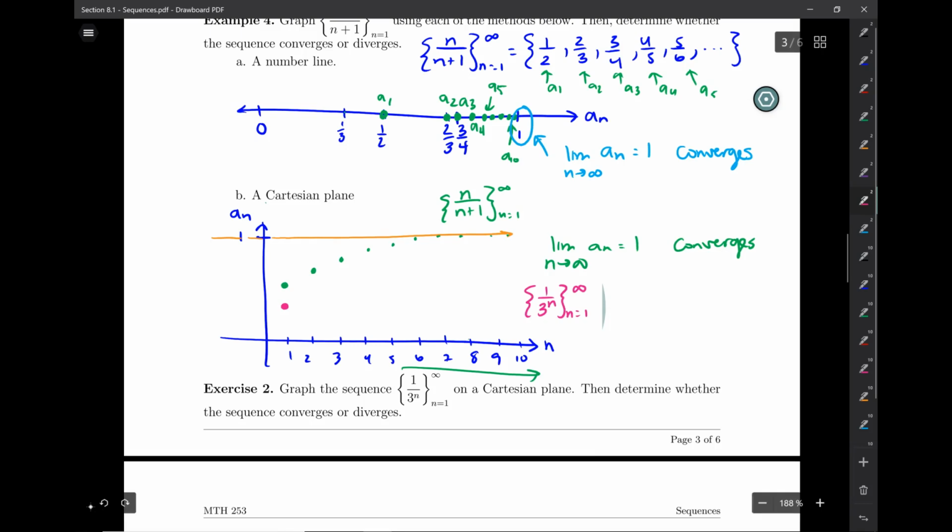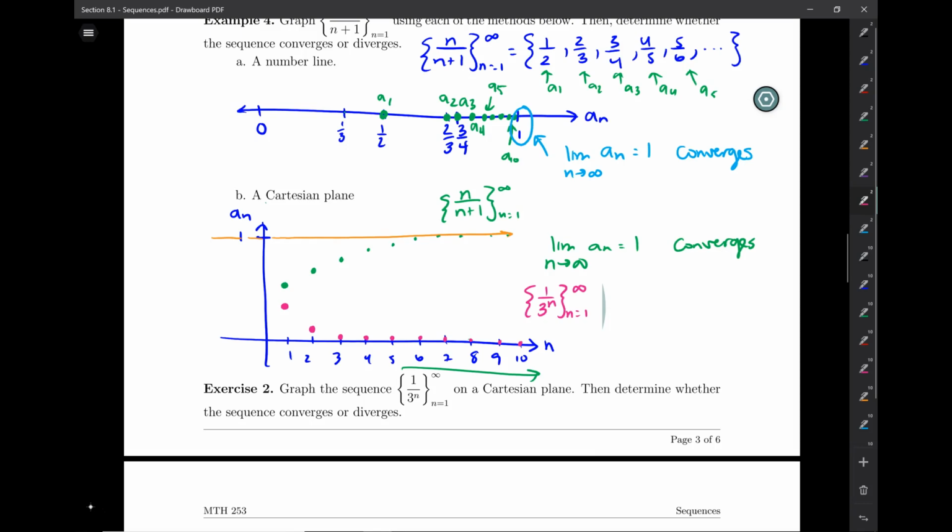Okay, so hopefully that went pretty well. Now if we plug in 2 for n, we'd have 1/9, which is going to be pretty small. And then we'd have 1/3 cubed, which is 1/27. That's even smaller. And then notice what's going to happen. This is going to get real close to the n-axis here. Of course, it's never going to touch the n-axis, and it's definitely never going to cross the n-axis because it's not going to become negative at any point.